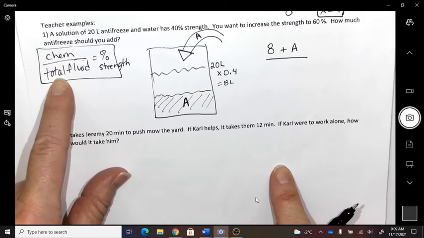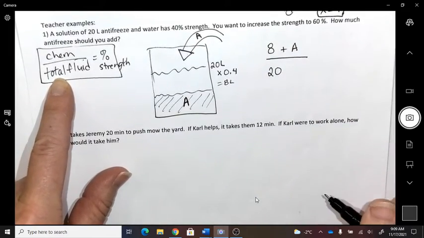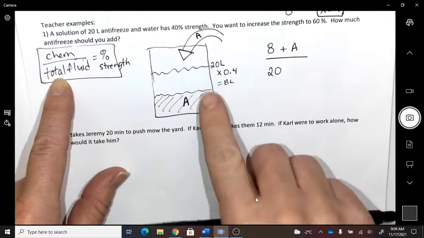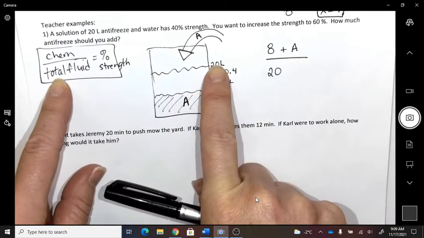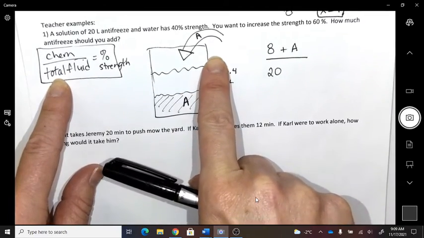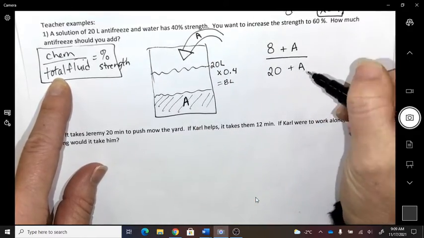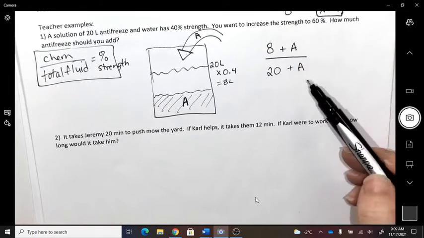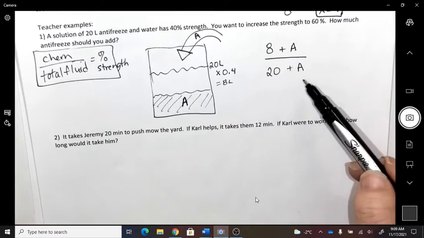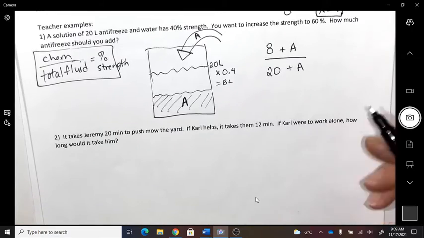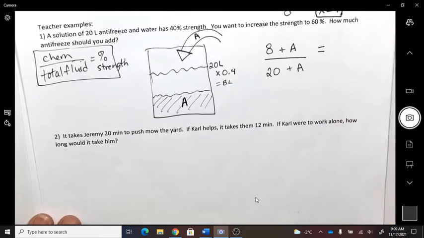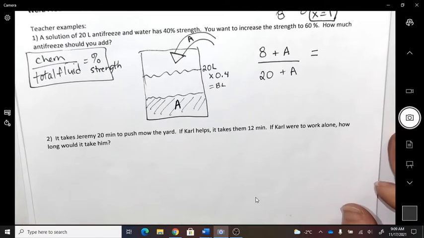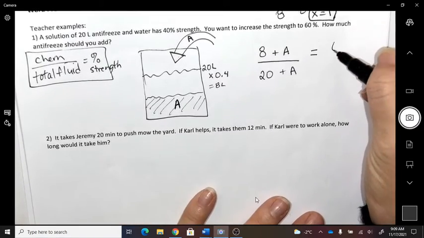Total fluid. Well, I started with 20 liters of fluid. But does it make sense that as I add antifreeze, what's also happening in this jug? The 20 liters is also rising. So this is the chemical that would be in there, and this is the whole fluid, which is water and chemical all together. When I'm done, I want it to be 60%.